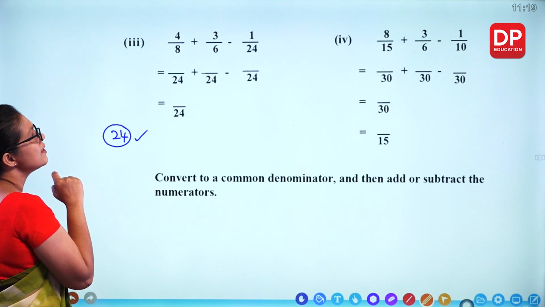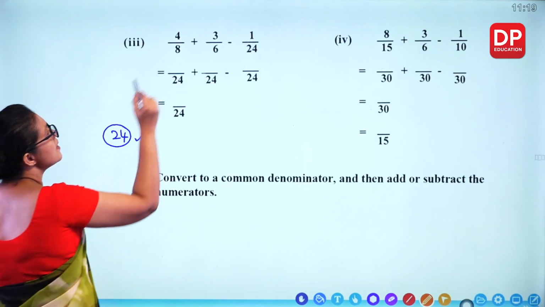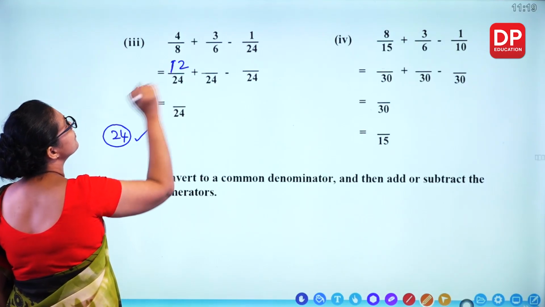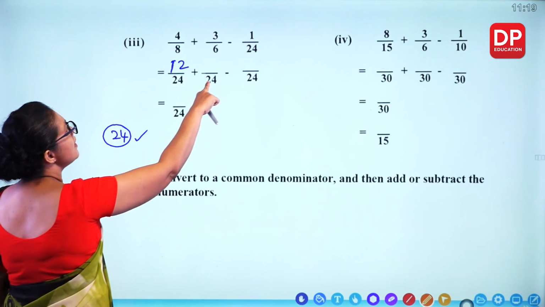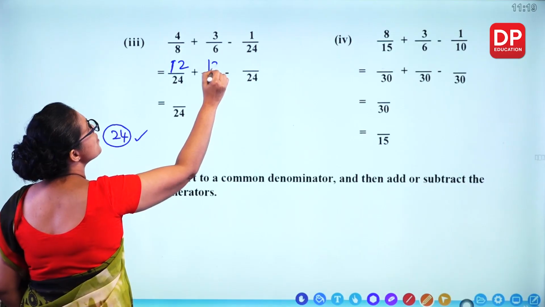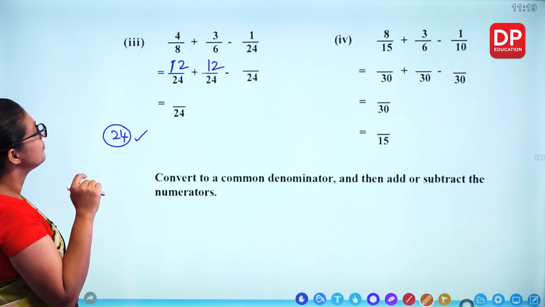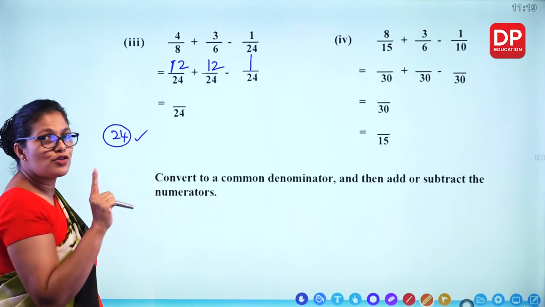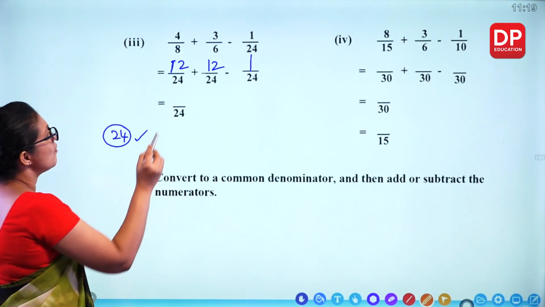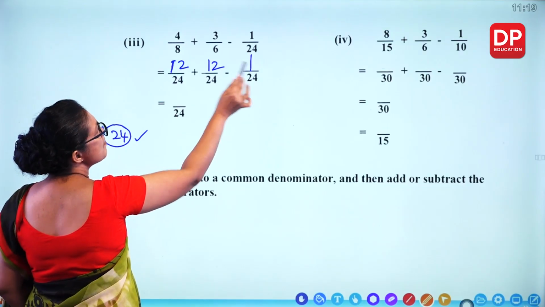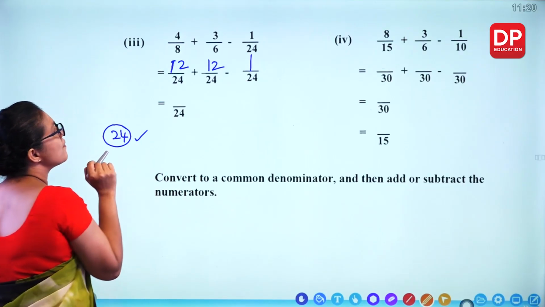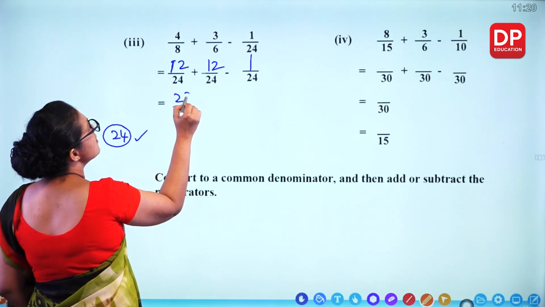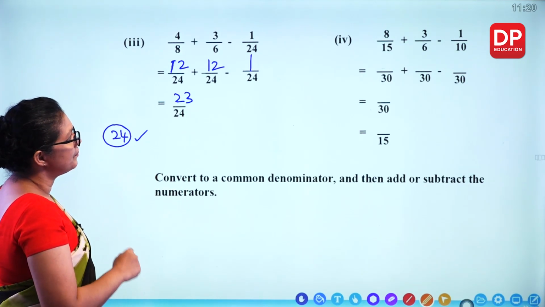Now convert, find the equivalent fractions. Multiply by 3, you get 12. Here multiply by 4. 4 times 3, 12. This one already has 24, so you don't need to multiply. Now you can add these two and subtract 1. 12 plus 12, 24. 24 minus 1, you get 23.